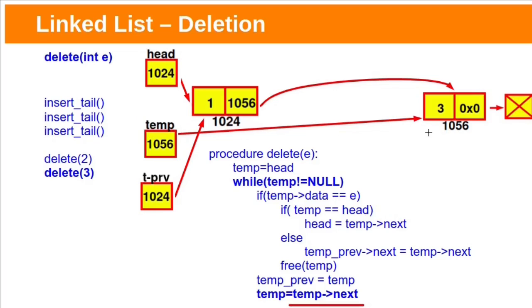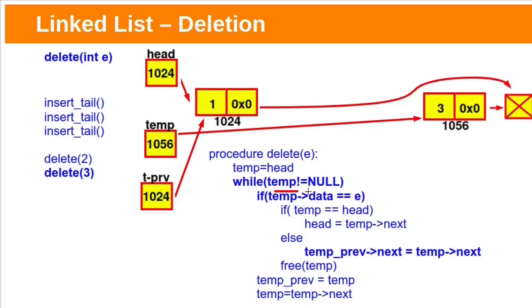Now temp is pointing to this last node. Again temp is not null. Here temp data is 3, which is equal to element 3. So this is the node to be deleted.